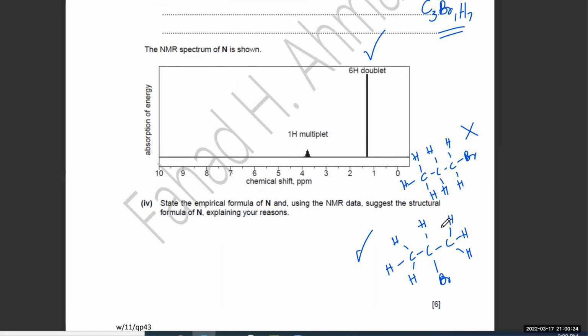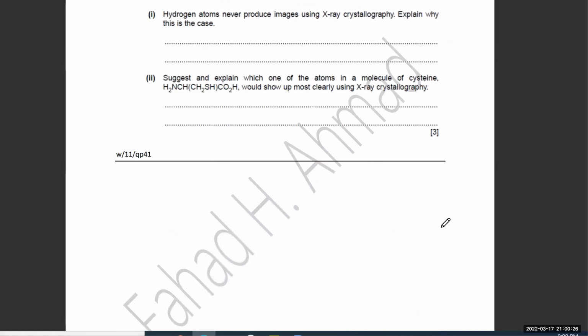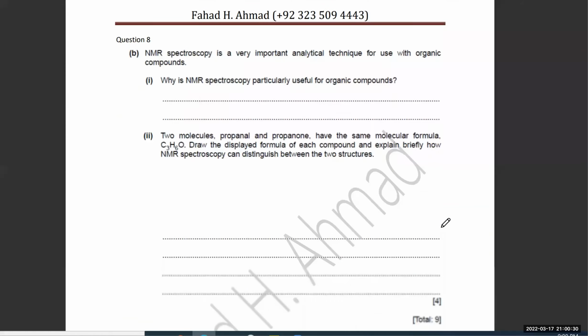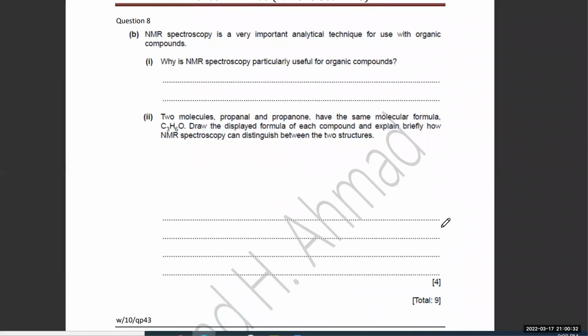So similarly, we have, remember, X-rays are not in your course. It says 2 molecules, propanol and propane, have the same molecular formula. Draw the displayed formula of each compound. Explain briefly how NMR spectroscopy can distinguish between the 2 structures. So propanol is this one.